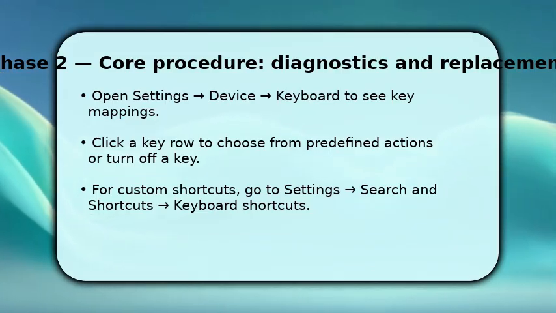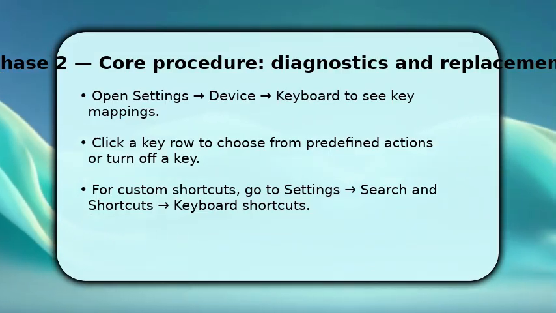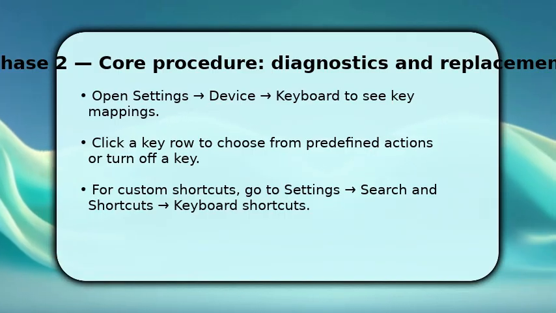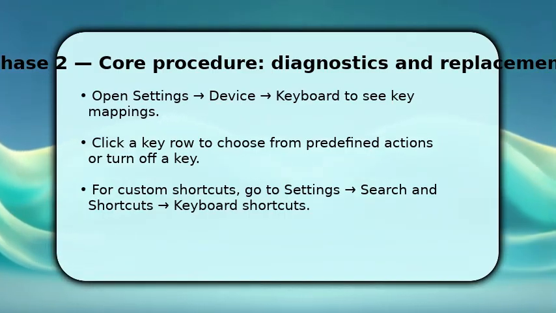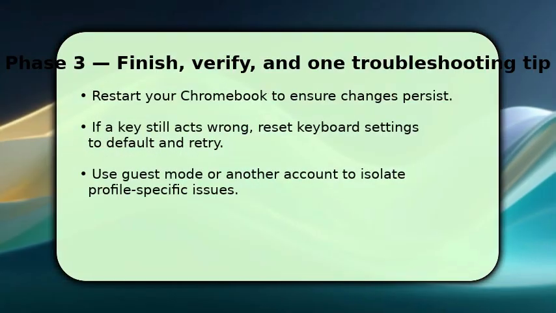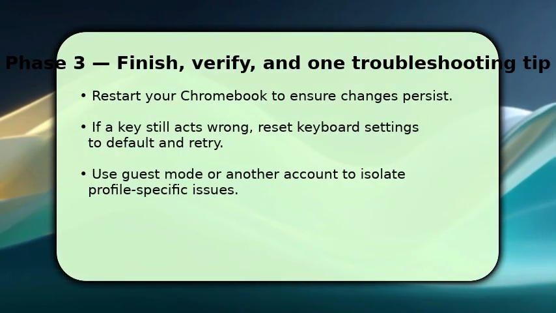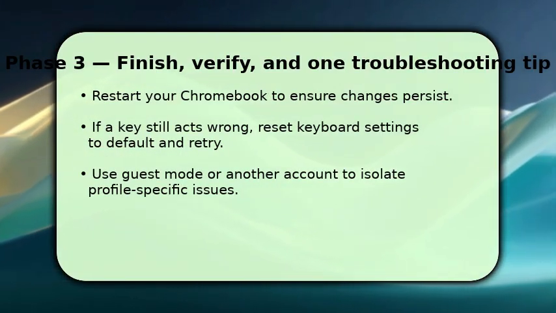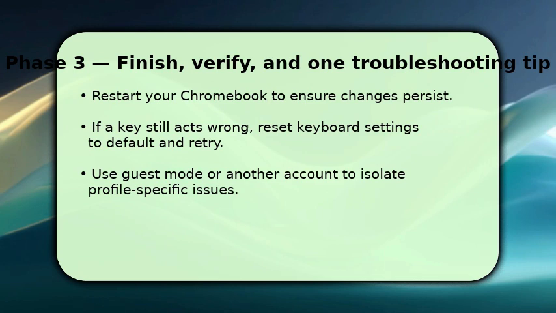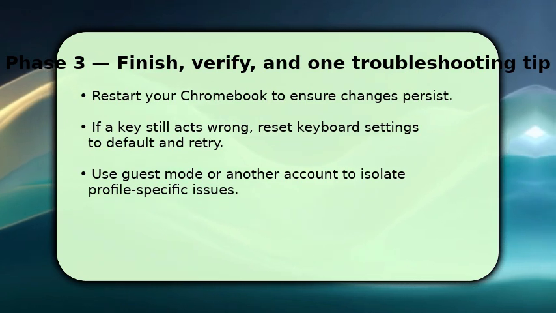Once you finish remapping, test keys in a text editor and a browser to confirm they perform the new actions you assigned. Finish by restarting the Chromebook so settings fully apply. This often resolves transient conflicts. Make sure to test across apps. Some web apps ignore system-level remaps.